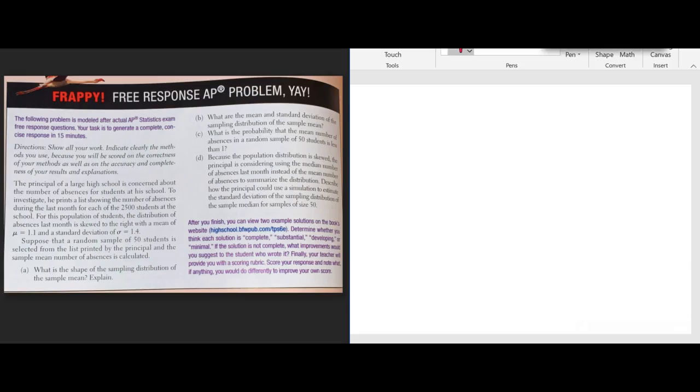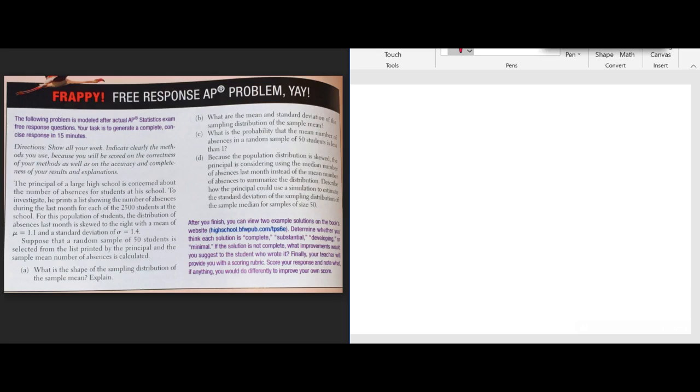Okay, so last night I asked you guys to look at a free response question with respect to sampling distributions and a mean, and let's take a look at this one. So you have a principal from a large high school, right? To investigate, he printed out a list of the number of absences during the last month for each of his 2,500 students at the school.